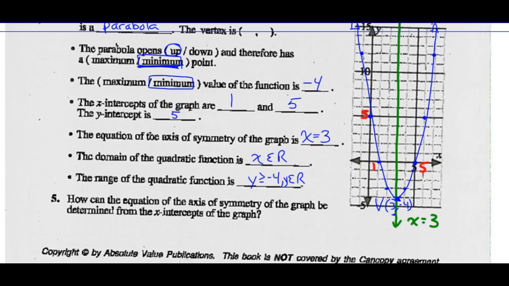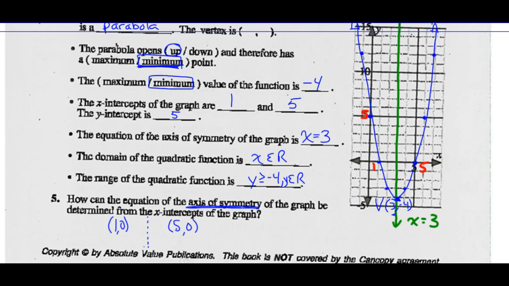Part 5. How can the equation of the axis of symmetry of the graph be determined from the x-intercepts of the graph? So if my x-intercepts are at 1 and 5, and this graph is symmetrical, axis of symmetry, it's symmetrical. That means for the same y value, these both have y values of 0, right? X-intercept, y values of 0. They have to be symmetrically apart. They have to be the same distance from the axis of symmetry. So my axis of symmetry has to go right between these two x-intercepts.